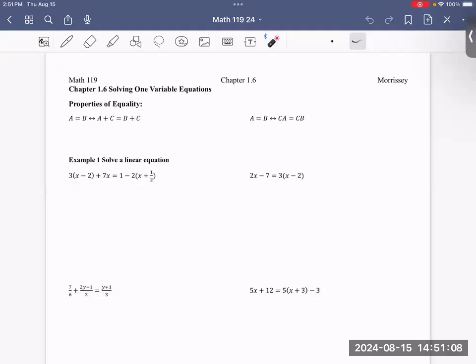Welcome to Math 119, Chapter 1.6, where we talk about solving one variable equations. These are going to be linear equations. You'll notice that in the properties of equality, if you add things to one side of the equal sign, you also need to add it to the other side. We're adding plus c to one side, so in order to keep it balanced, you have to add something of the same degree to the other side.